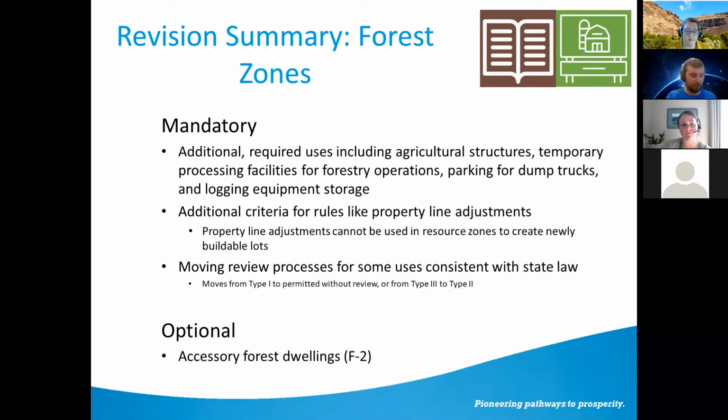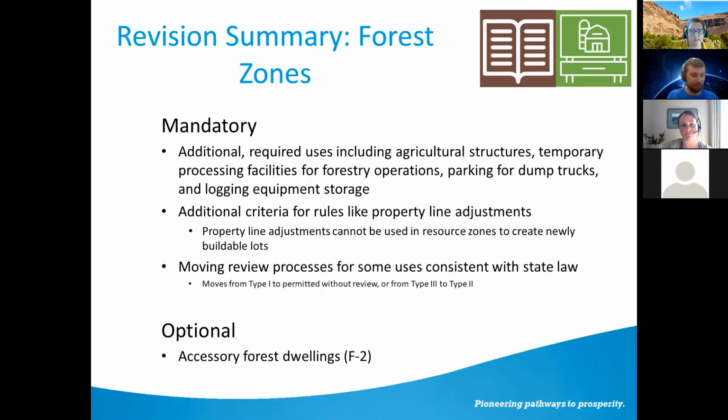There was a law that was passed in 2015 that impacted the way property line adjustments are done in resource zones, again, farm and forest zones. Specifically, it closes a loophole that existed. So now property line adjustments cannot be used to create newly buildable lots. So you can't take a 162 acre parcel and give 2 acres over to a 158 acre parcel and then suddenly make it eligible for a dwelling. So you'll see that both in the forest zone and in the farm zone.